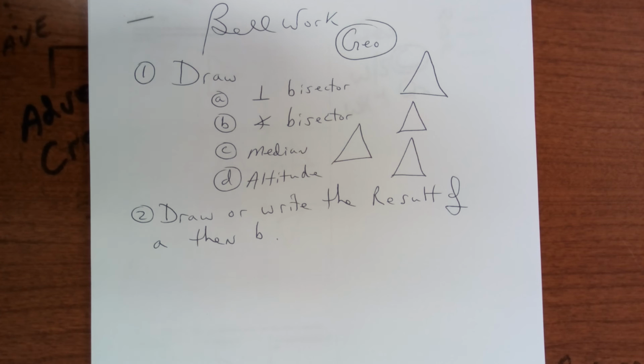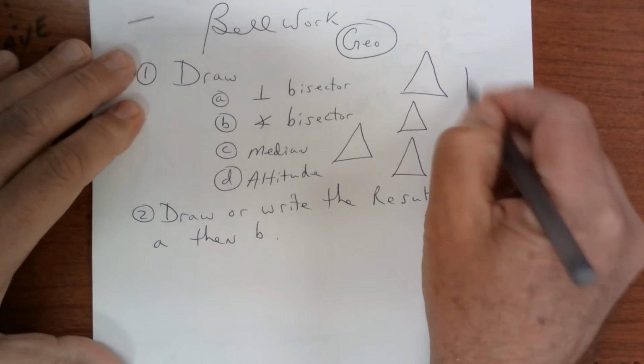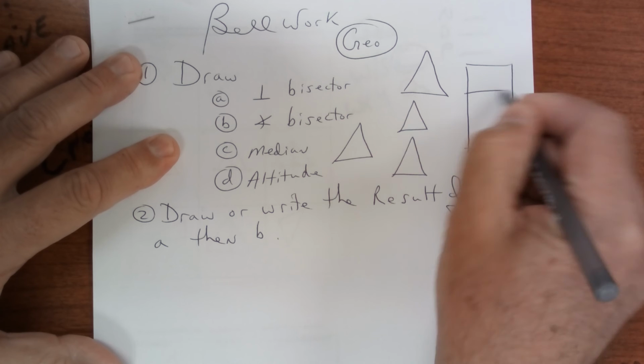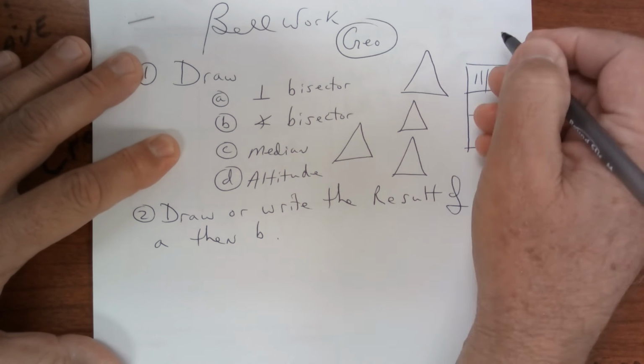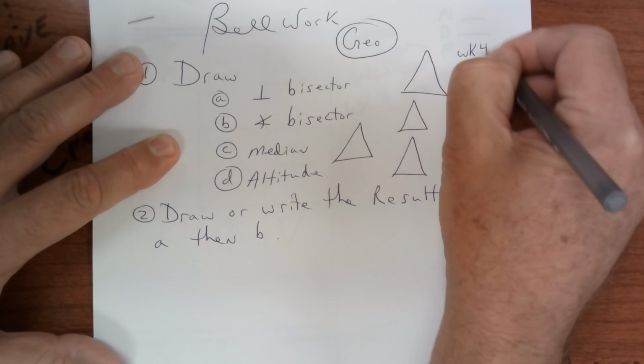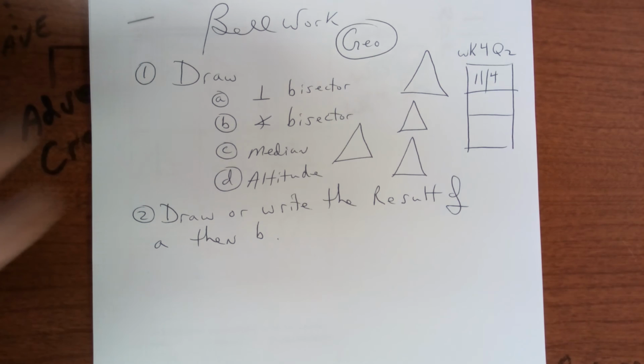Hello and good morning. Let's take a look at today's bell work here. Okay, I want you to draw these four things here. And by the way, this is on the back side because today's Thursday. So 11, 4, and this is week 4, quarter 2. Remember, don't turn in bell work. I'm having a few people turning in bell work still. I don't want it till the end.